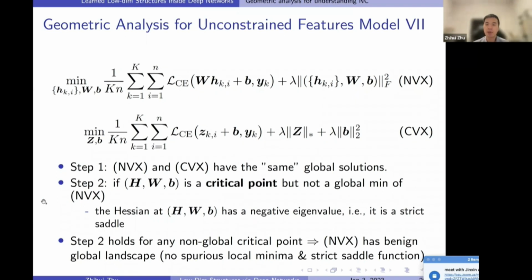Since the second step holds for any non-global critical points of the original non-convex problem, which basically says that the original problem has a benign global landscape, which means any critical point is either a global solution or a strict saddle with a negative curvature direction.